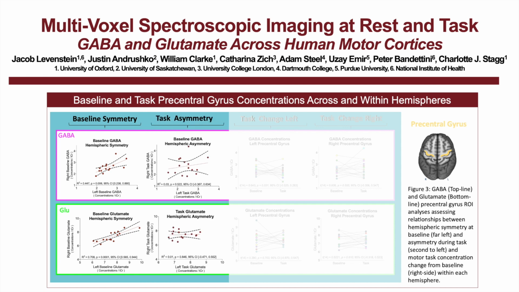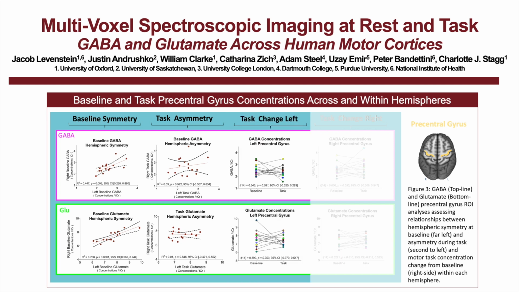In this next panel, we're now looking at the asymmetry during the task MRSI. And here, we no longer have a relationship between the left and right precentral gyrus. This is not surprising given that we have a unimanual task, but it does indicate that both hemispheres are reacting to the task in a different way than we had seen in the baseline symmetry to the left.